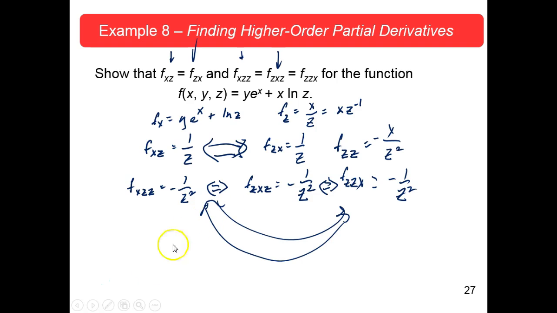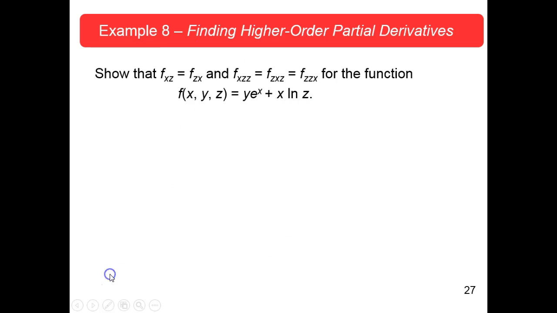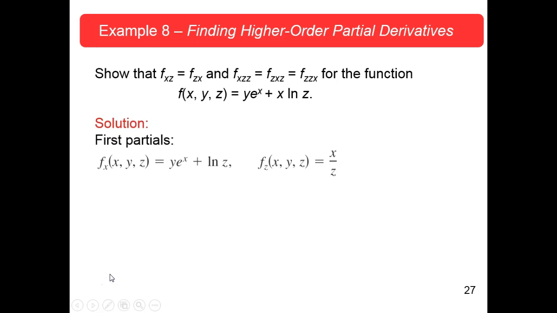Got it? Okay. I'm going to clear my scratch, and let's watch how they do it. First they did the 2 first partials, just like you did. The partial of f of x, y, and z with respect to x was y e to the x plus log z, because you're taking the partial with respect to x, and y is treated as a constant, derivative of e to the x is e to the x. So that was the partial with respect to x.